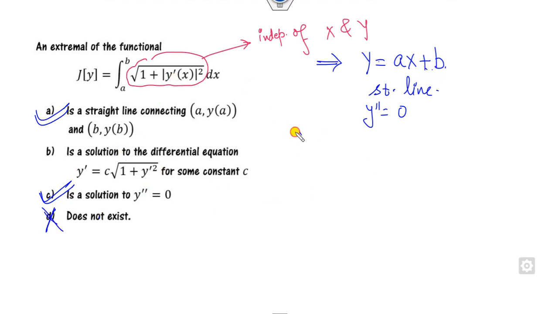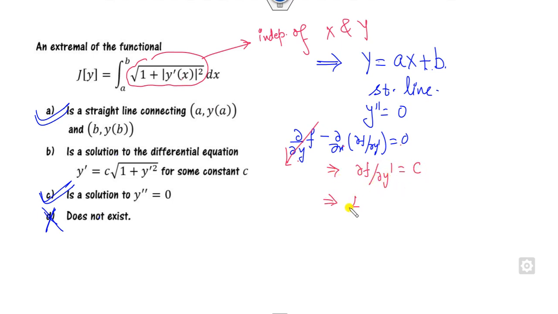Now we can start from here. The partial derivative of this minus of here. Now it clearly says this is independent of y, so this part will be 0. So it means the derivative will be 0. When will it be 0? When this part is a constant. So if you take the derivative of this, it will be this into 2y dash is c. So 2 will be cancelled out, so y dash will be c times 1 plus. So this option is also a correct option.